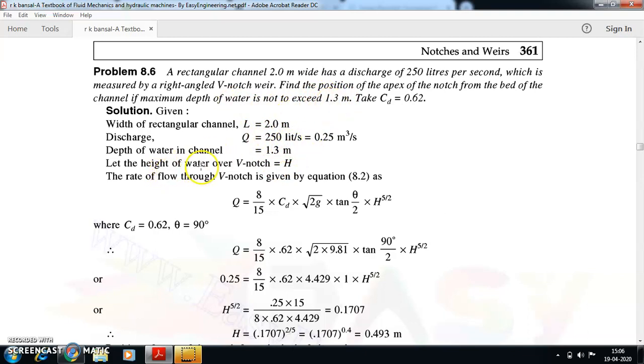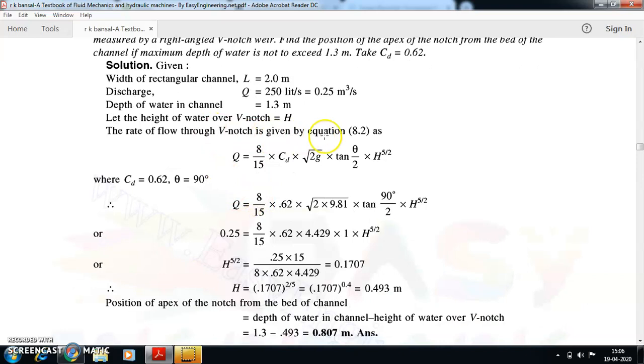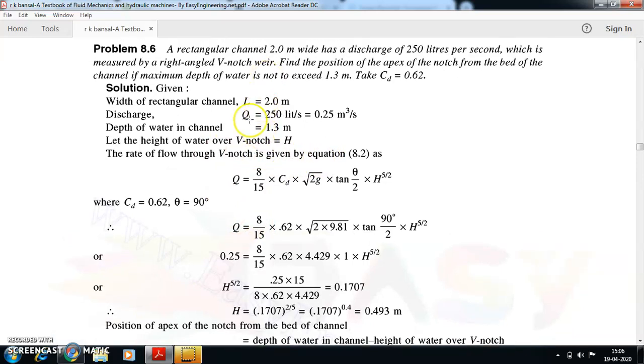Let the height of the water over the V notch be H. See, the notch is actually measuring the Q, right? So over the V notch, let the height be H, the height of the water. So you take the Q equation. It is for the V notch. See why I am taking the V notch, because the V notch is measuring the Q. So Q you should take in context of the V notch, not the rectangular weir.